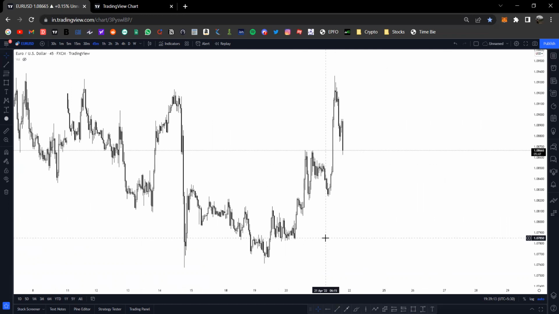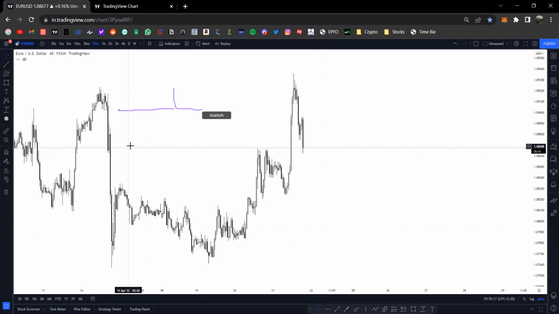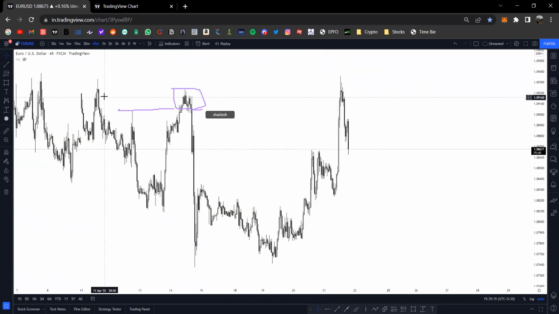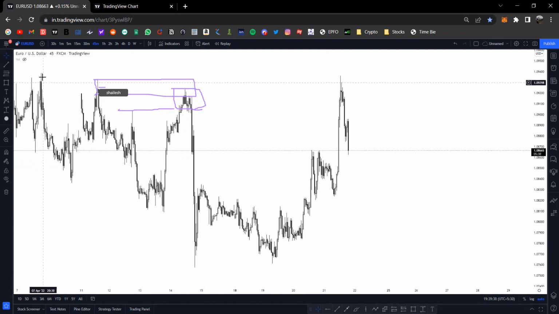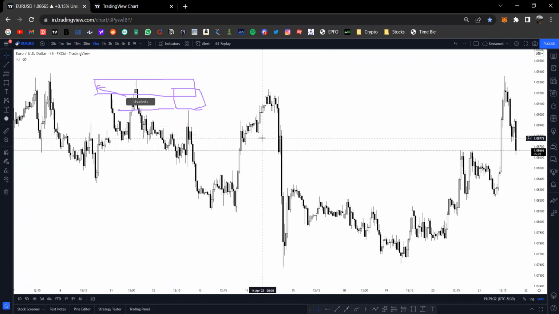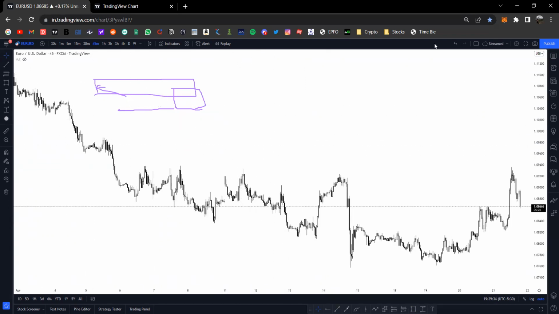Like taking liquidity, right? Like this. But this one already got mitigated. Yes, so you can take this one. This one is a sponsor candle. This one also got mitigated by here. So we need an unmitigated situation.